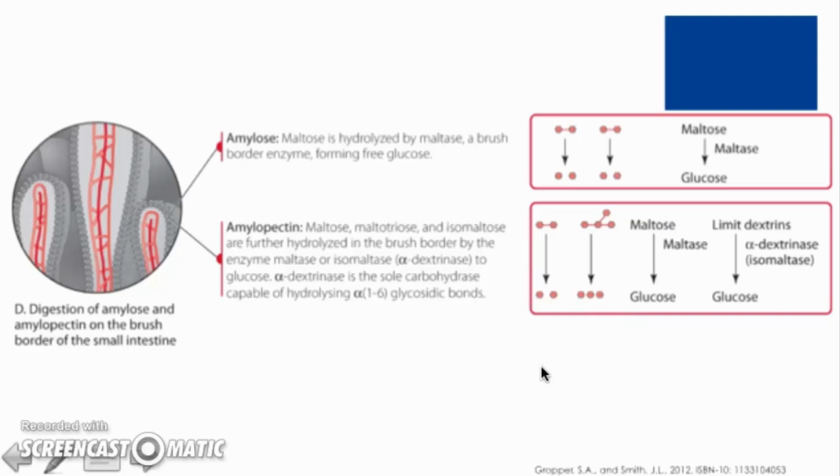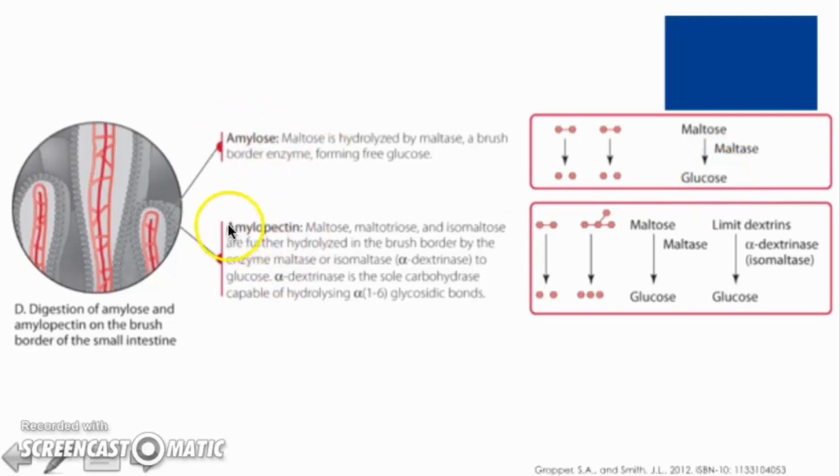Lastly, as the smaller units reach the surface of the villi and the microvilli of the small intestine, specific enzymes targeting digestion of disaccharides, such as the disaccharide maltose and also isomaltose, become active. So you can see here that maltase enzyme is being used to cleave maltose, the disaccharide, into individual glucose units. And this is from breakdown of amylose.